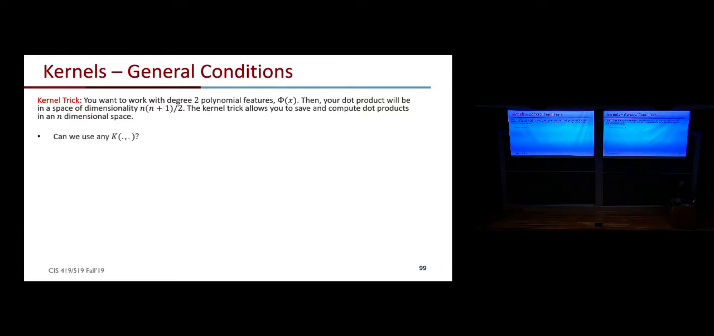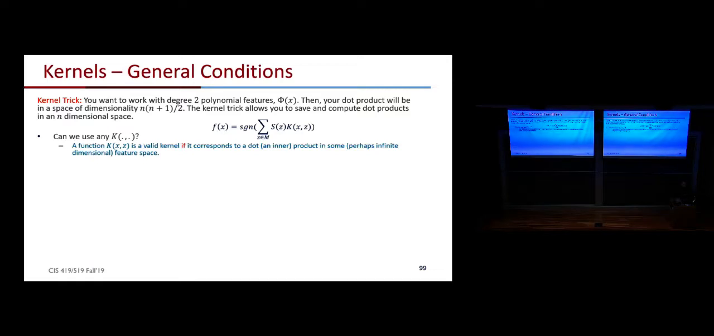Okay, so now the question that you could ask is, can I use any function as my K, as my kernel, and plug it in this case? And the answer is no. A function over these two vectors, x and z, is a valid kernel if it corresponds to a dot product in some feature space. So if you want to prove to me that a function is a kernel, you have to show me that, I don't care how you compute it. It can be like 2 to the same xz as we did last time. You have to show me that it's a dot product in some feature space.